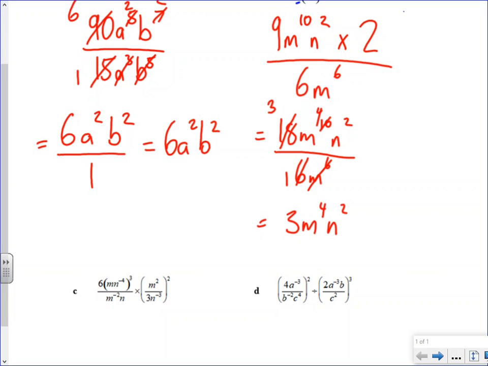And yes, we could write over 1, but like I just said in that first question, we don't need to write it if it's just over 1. If the only thing that's left over in the denominator is 1, that means we don't need to write it.